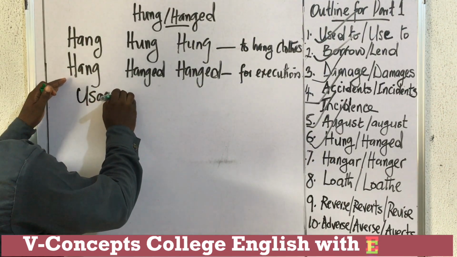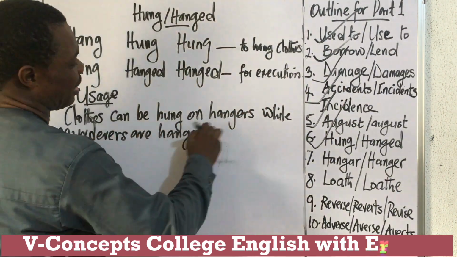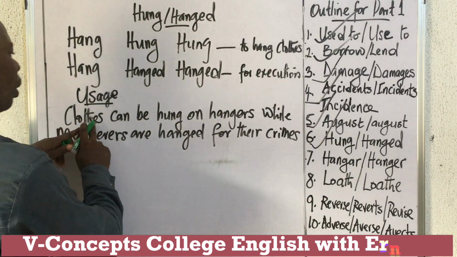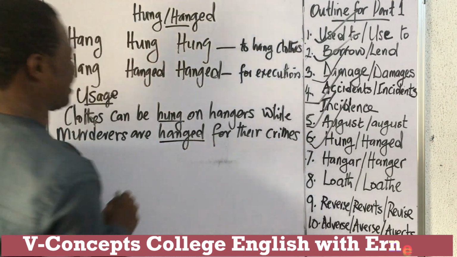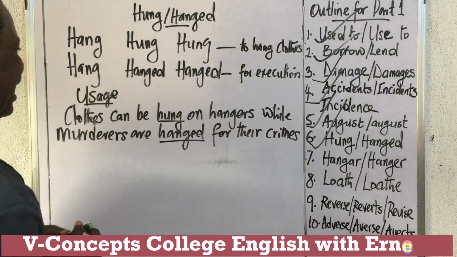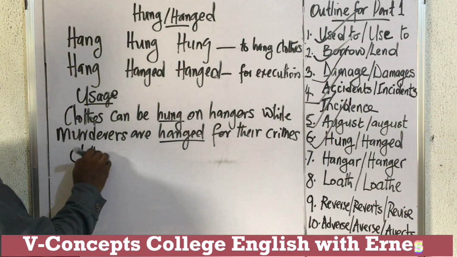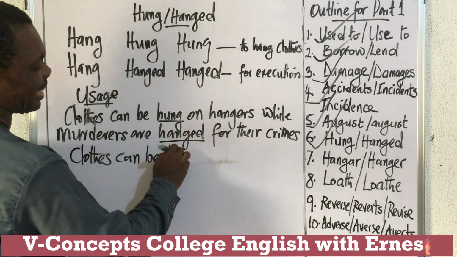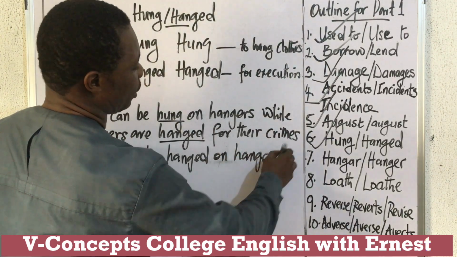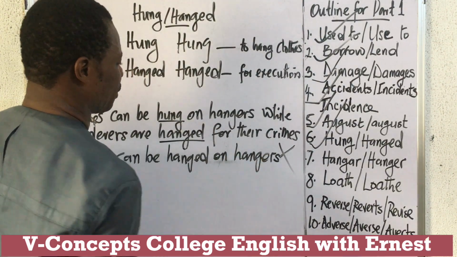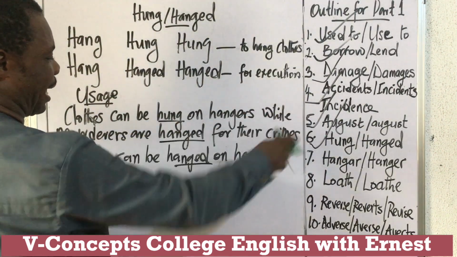Usage. Take note of this. Clothes can be hung. So murderers are hanged. Don't make the mistake of saying clothes can be hanged on hangers. No. If someone says clothes can be hanged on hangers, this is a wrong usage. But you say clothes can be hung on hangers.